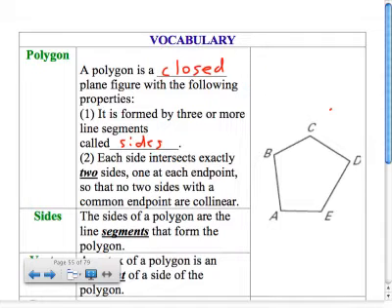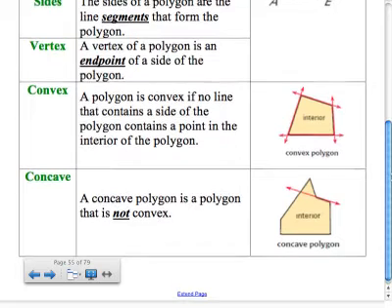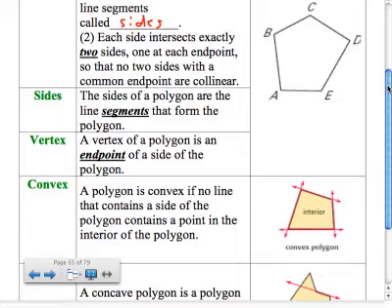The sides of a polygon are the line segments that form the polygon. A vertex of a polygon is an endpoint of a side. So for example, if I'm looking at this polygon here at the right, then your vertices, vertices being the plural of vertex, are A, B, C, D, and E. Those are your vertices.